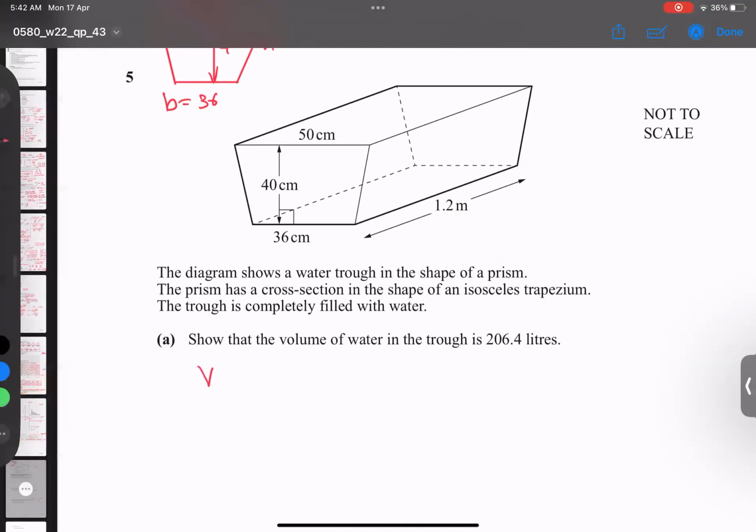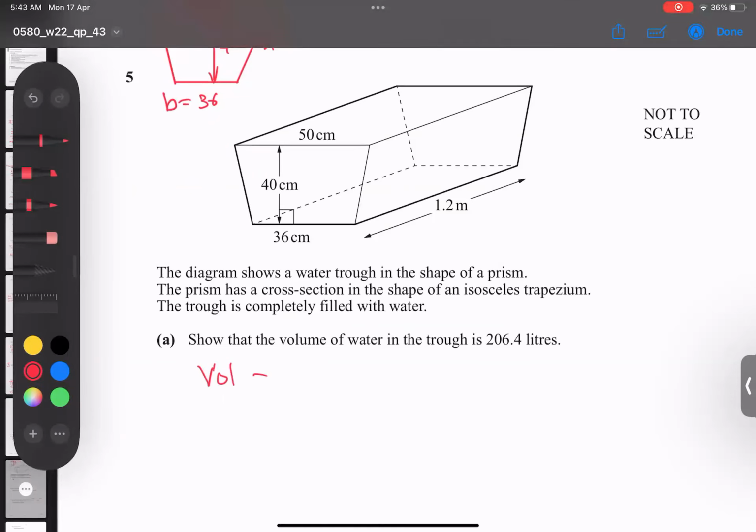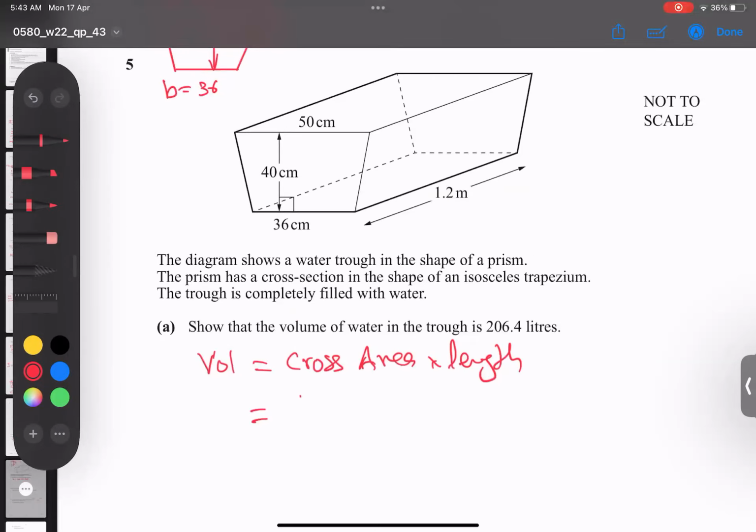What is the volume of water? The volume formula is cross area into length. Now the cross area we need to find, which is very clear. We have the formula half into H into (A plus B). And the length of the container is given here. But make sure centimeters, centimeters, centimeters. This is in meters. So 1.2 into 100 jumps to 120 centimeters. So here I'm writing 120.